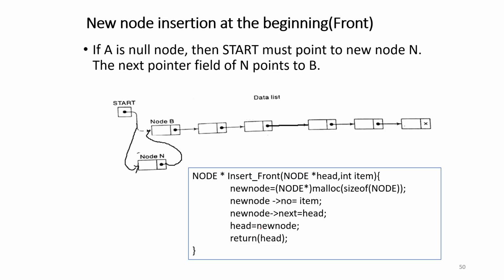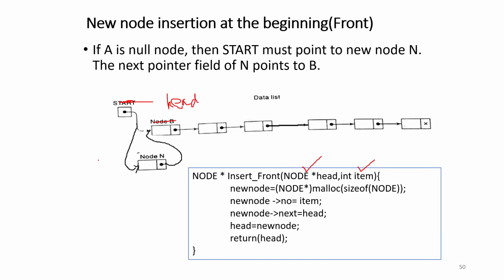Now, how to add a new node at the beginning. It's also called front insertion. I can call this routine. I'll be sending the linked list, that is the header, and the item to be added. The name of my linked list is head. This is the head of the linked list.